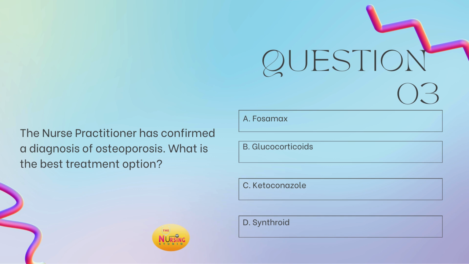All right, so stem of the question, what is the best treatment option? Remember, if they're asking you for a treatment, you want to look to see if they have already provided you with the diagnosis. And in the event they have not, you need to take it a step further and look at the assessment findings so that you're able to determine the diagnosis. So here they have provided a diagnosis. It is osteoporosis, and the best treatment option for osteoporosis is A, Fosamax.